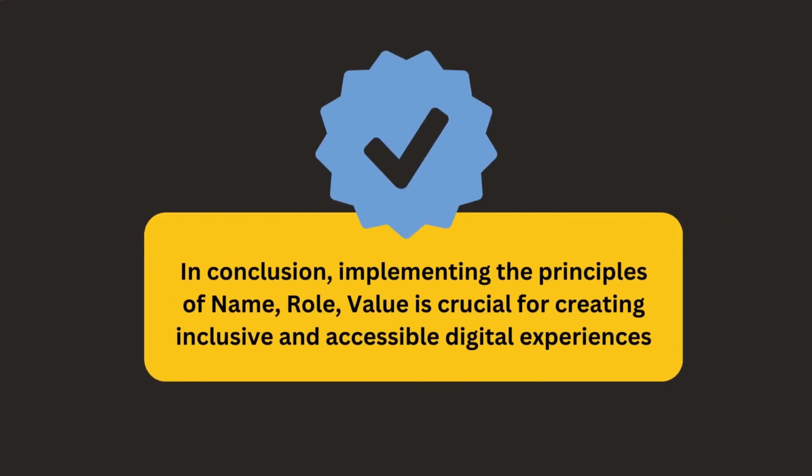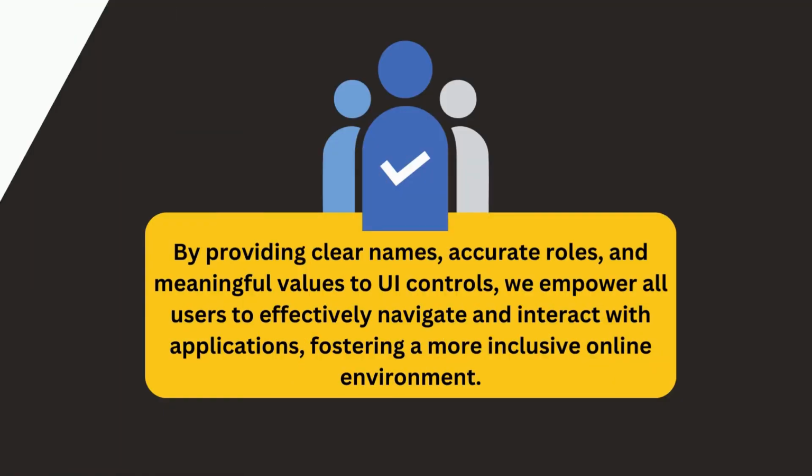In conclusion, implementing the principles of name, role, and value is crucial for creating inclusive and accessible digital experiences. By providing clear names, accurate roles, and meaningful values to UI controls, we empower all users to effectively navigate and interact with applications, fostering a more inclusive online environment.